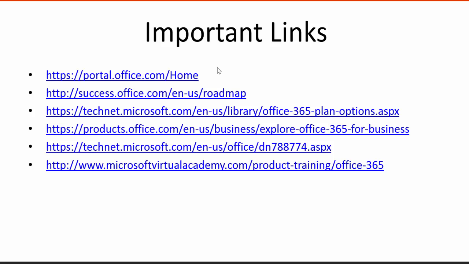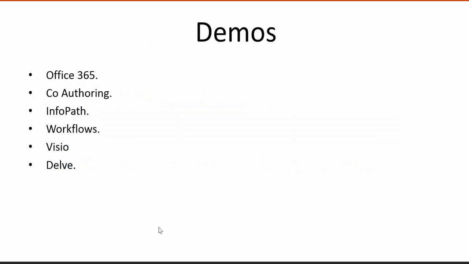The second link is the roadmap for Office 365 and what updates are happening. Then there are the plan options, where you can check the plan you need. I'm also putting a link to Office 365 for Business to explore the features, a reference to TechNet where you can learn more about Office 365, and the Microsoft Virtual Academy, which offers free training about Office 365. You can refer to these links if you need more information about Office 365.